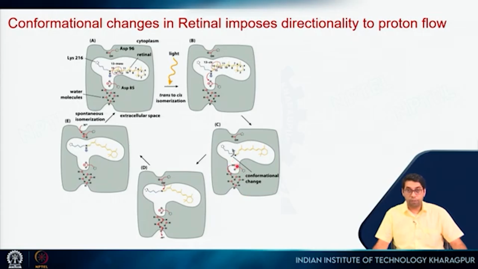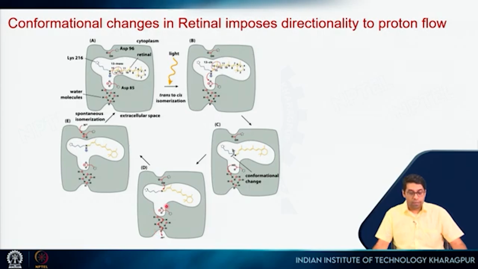Aspartic acid 85 has the proton. It readily transfers this proton to the water molecule in this extracellular space. Right, so here we have the water chain. So it transfers it to the water molecules and finally the proton is released in the extracellular space here.